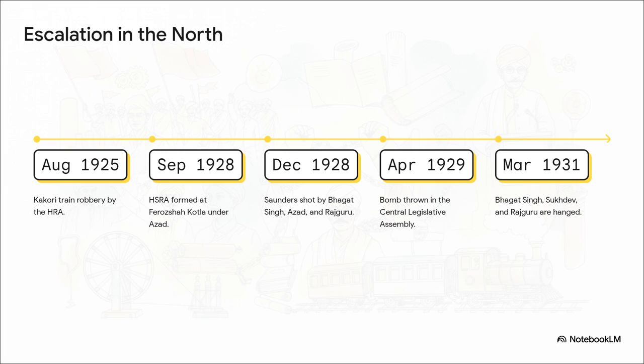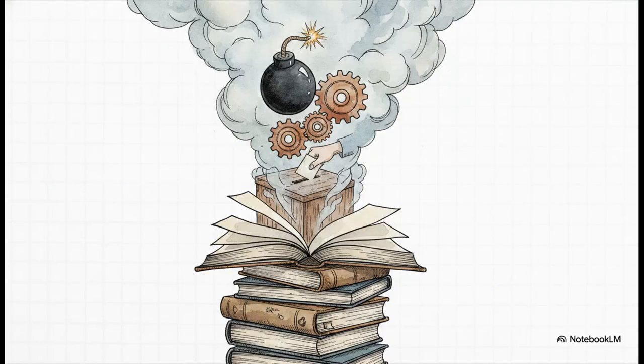From there, things escalated unbelievably fast. Following the death of Lala Lajpat Rai from a police lathi charge, revolutionaries Bhagat Singh, Azad, and Rajguru assassinated the police official responsible, Saunders, in December 1928. Months later, they bombed the Central Legislative Assembly, which ultimately culminated in the tragic executions of Bhagat Singh, Sukhdev, and Rajguru in March 1931. But it's absolutely vital to understand that this wasn't just unthinking violence, it was deeply ideological.